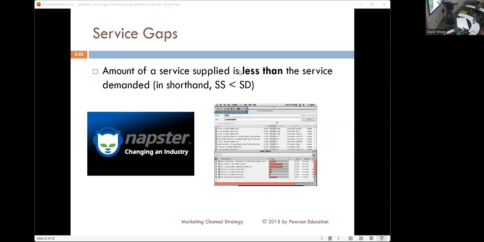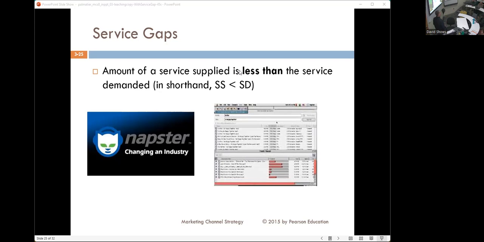This was kind of like your control panel with Napster. These are the songs that you had queued up from someone else. You shared your songs also in a distributed network. These are your songs downloading. You put on your dial-up internet, you go to bed, and 12 hours later you get all these songs down, and the whole system erupted. This is a natural progression. The service supplied was less than the service demanded.